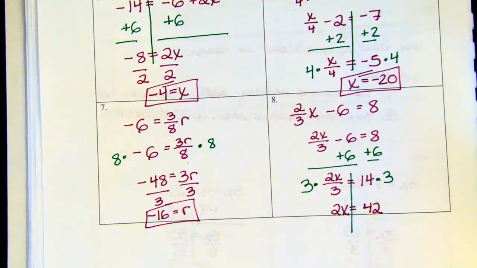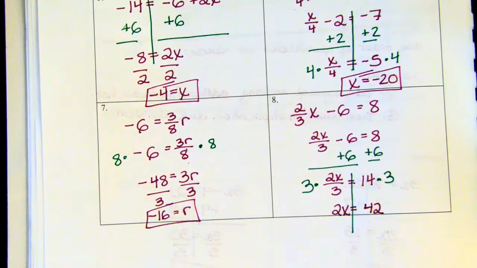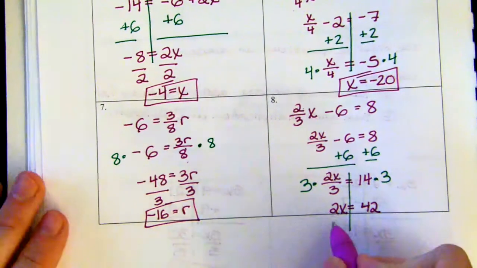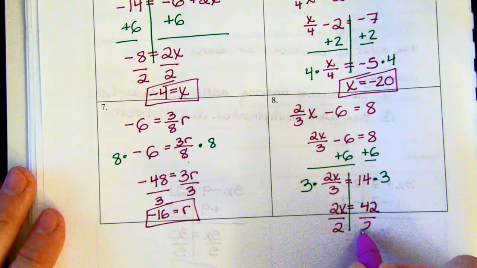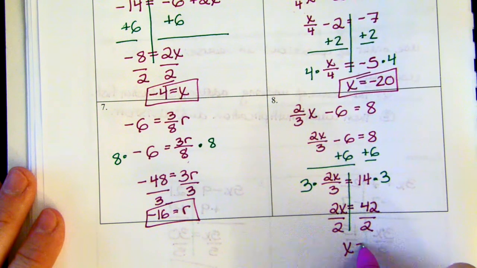You go finish off this problem. I'm going to now undo that multiplication problem that I have. I'm going to divide both sides by 2, and x is going to equal 21.